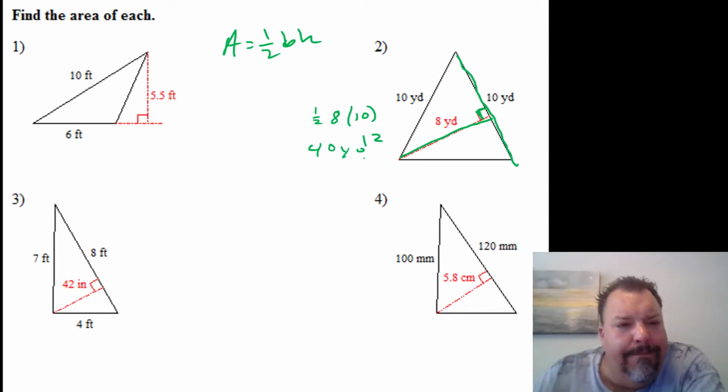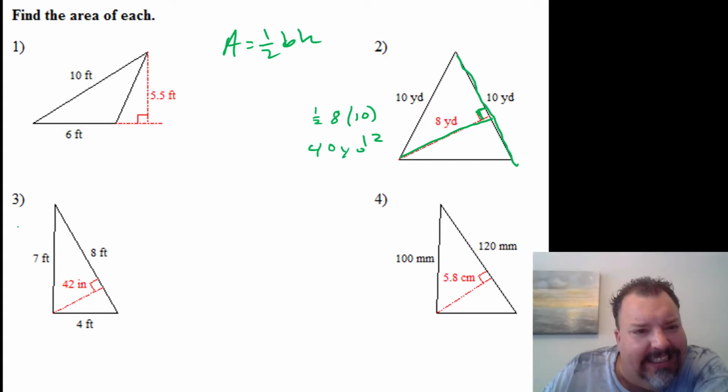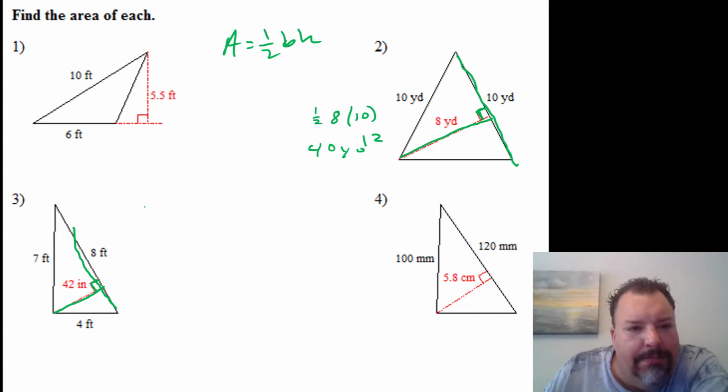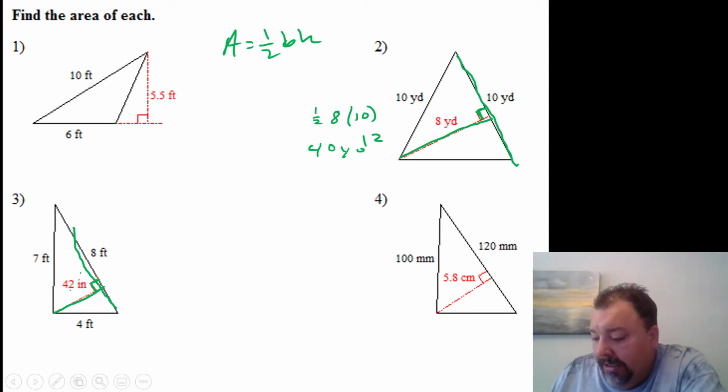For number 3, which is going to be the base and the height? Well, look at the right angle. Look at the sides that make up the right angle. So it's this side and this side. So what measurements do we have to use? The 42 inches and the 8 feet. Oh, but they are not the same units, so we have to convert. And we're going to convert to the feet because that's a bigger unit. We'll make our number smaller.